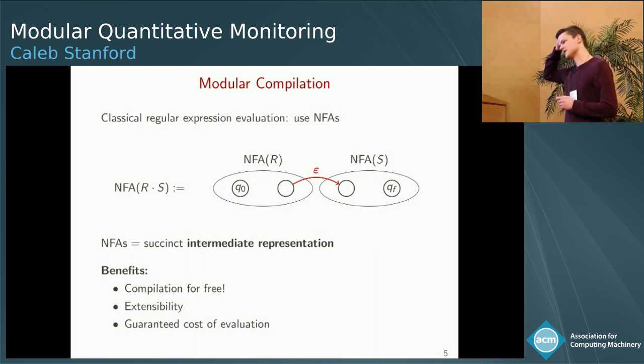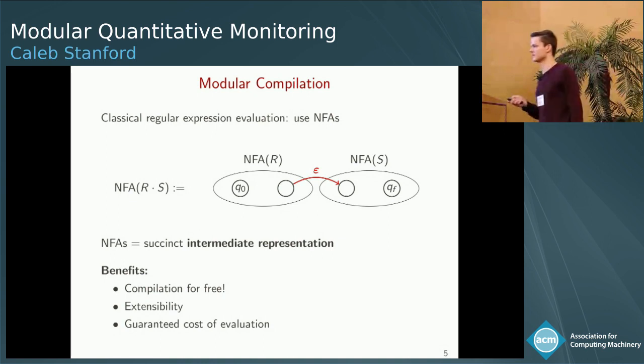You also get an extensible language, so if later you want to add more constructs to your language, you can add them as long as you have a corresponding construction on NFAs. And finally, you get this key property that we're interested in, which is this guaranteed cost of evaluation. So you can find the cost of evaluation of the regular expression just by calculating statically the size of the NFA that will result from compiling it.